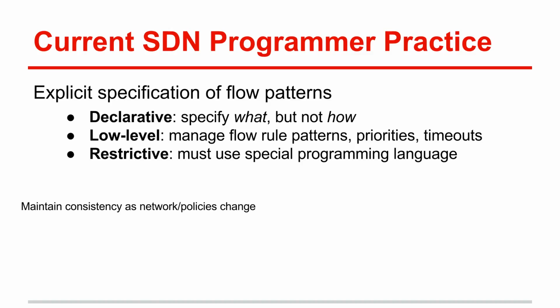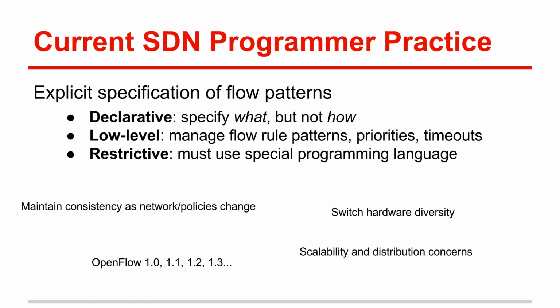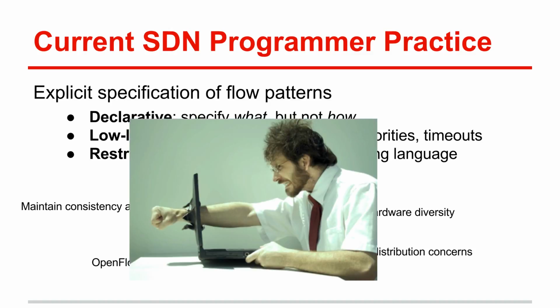On top of that, there are other problems, such as needing to maintain consistency as the network changes, for example, as ports come up and down, or as links come up and down, and as policies change. There are different OpenFlow standards. They have to worry about switch hardware diversity. And they also have to worry about scalability and distribution concerns, or how the flow rules get distributed throughout the network. All of this can make for a very frustrating experience for the programmer.